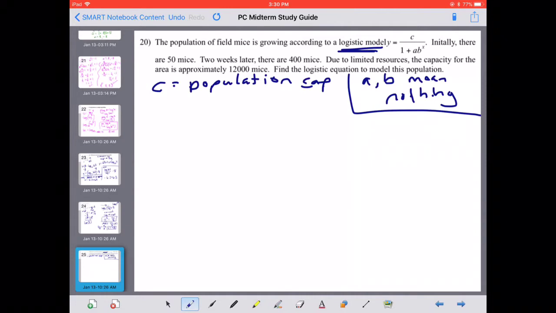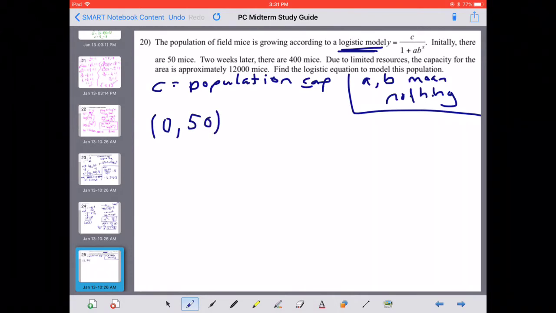So let's read this real quick. The population of field mice is growing according to a logistic model of y equals c divided by the quantity of 1 plus a times b to the power of x. Initially, there are 50 mice. Initially always means 0 and then our value of mice. So here we have 0, 50.